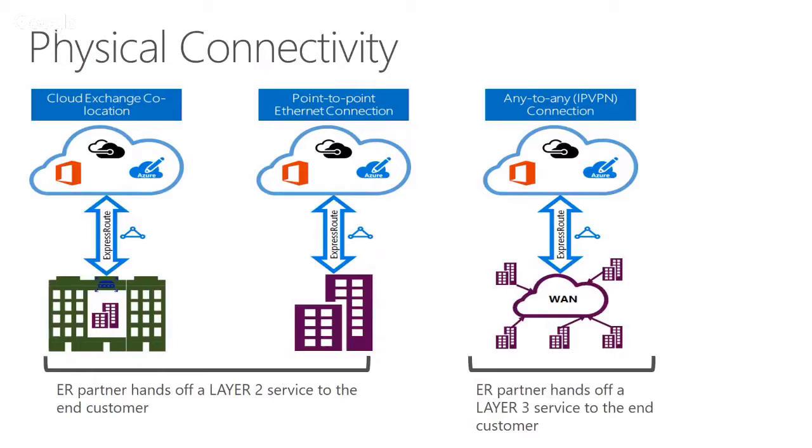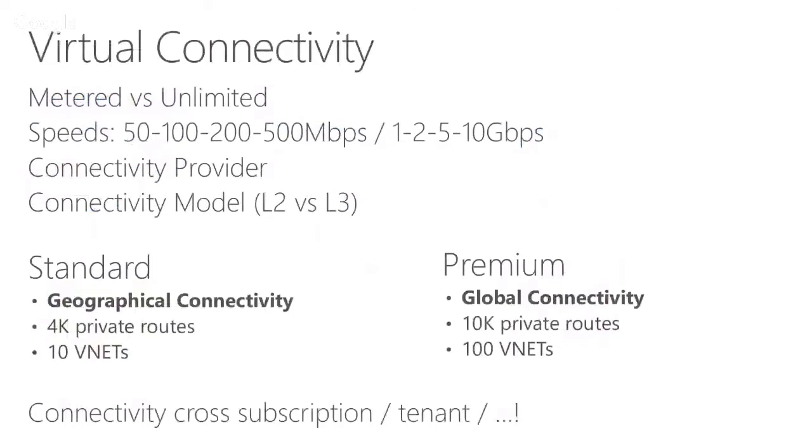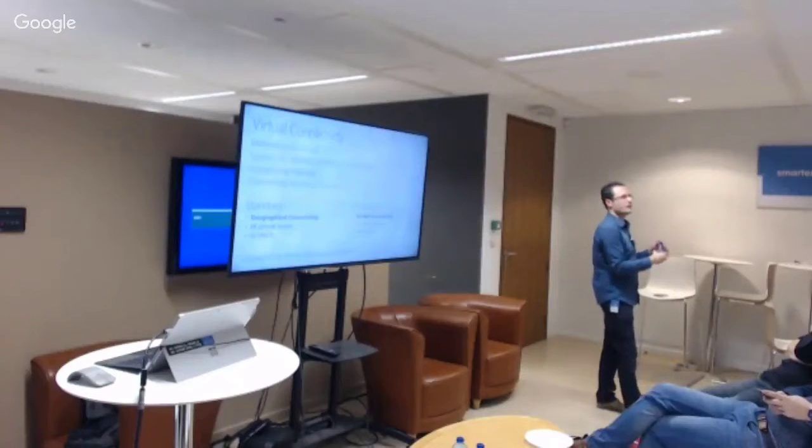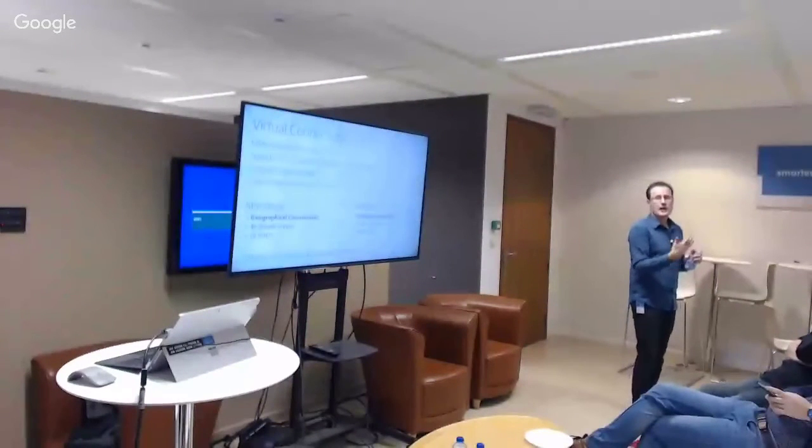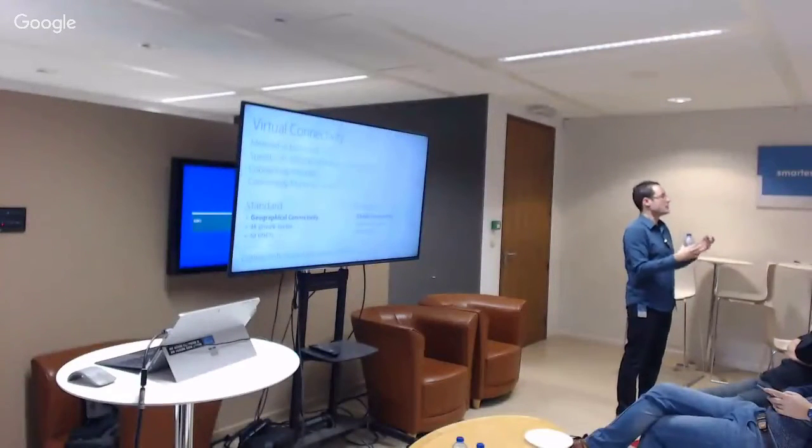If you look at the virtual connectivity, when you provision an Azure ExpressRoute circuit, you have a couple of choices to make. First choice is, what type of connection would you like? Would you like a metered or an unlimited connection? The difference is, with metered, you pay a small base fee for the connection, and you pay per gigabyte that you use. That's a metered connection.